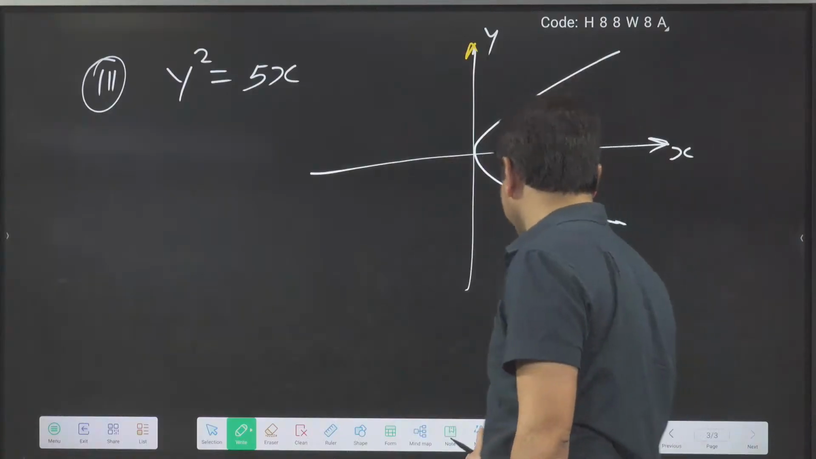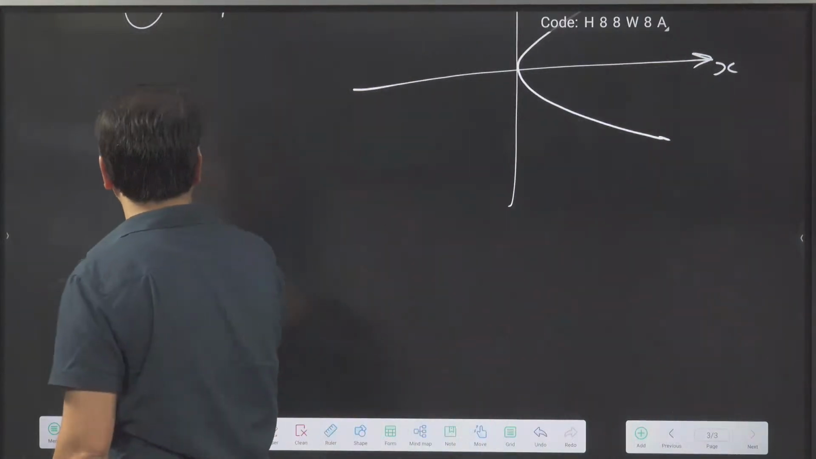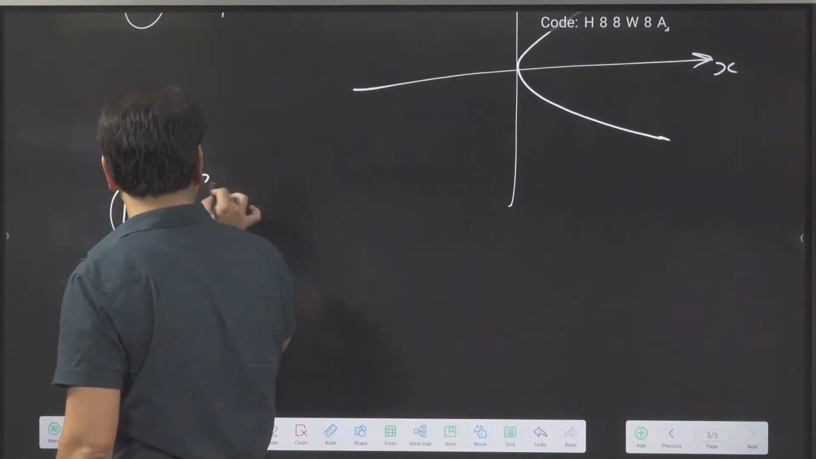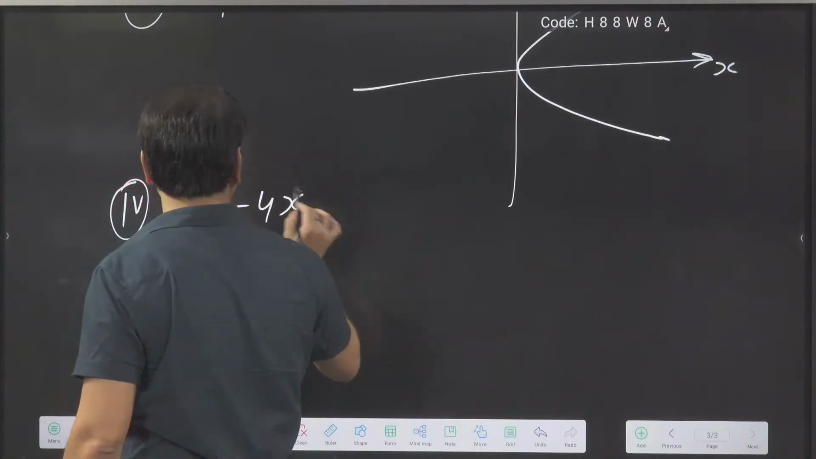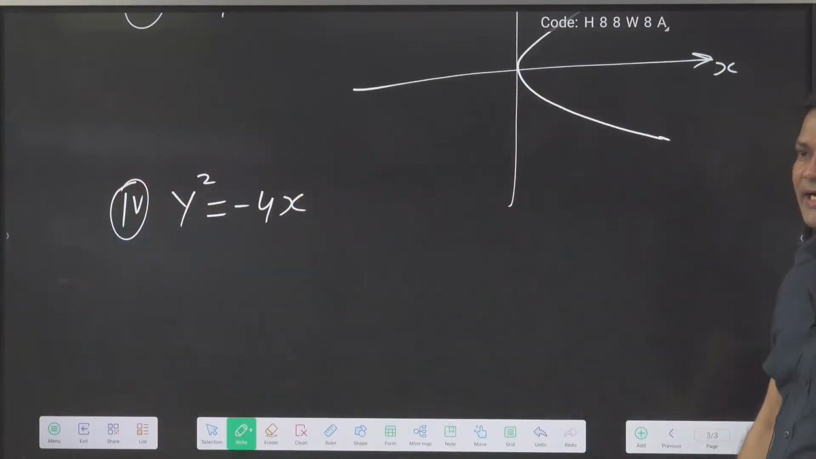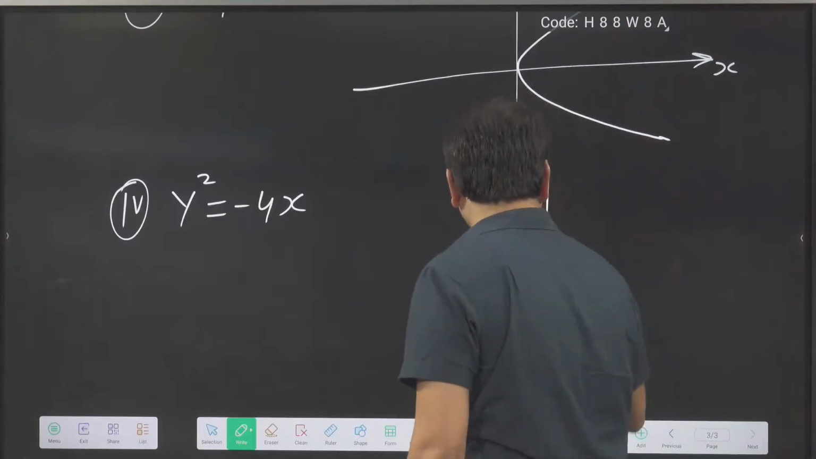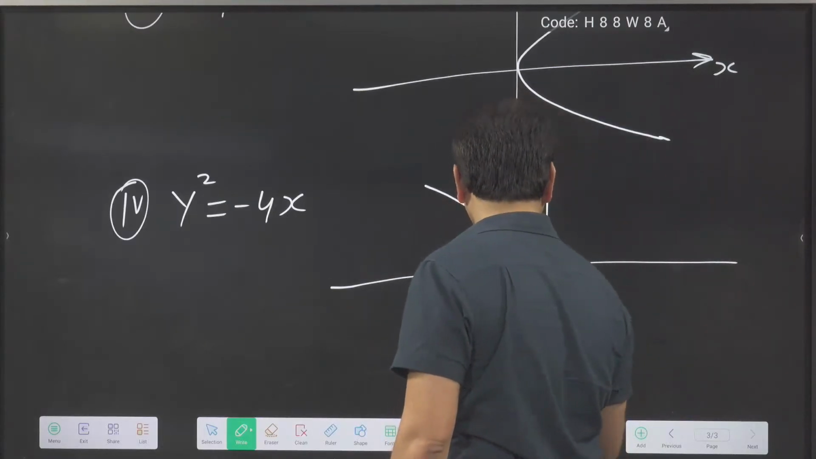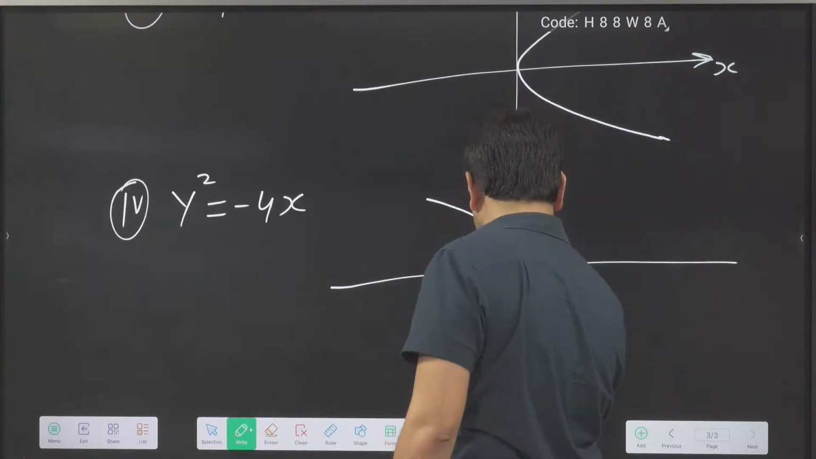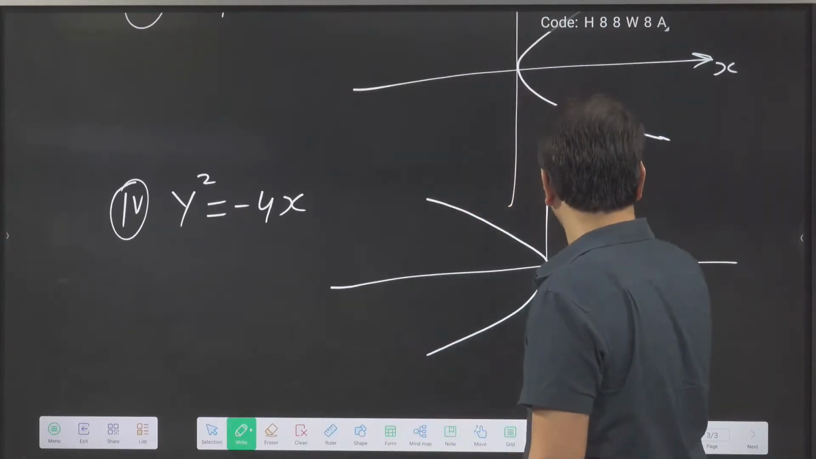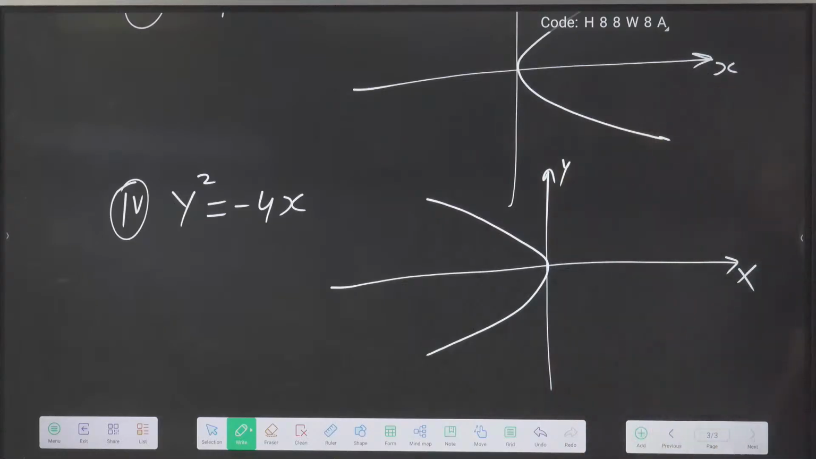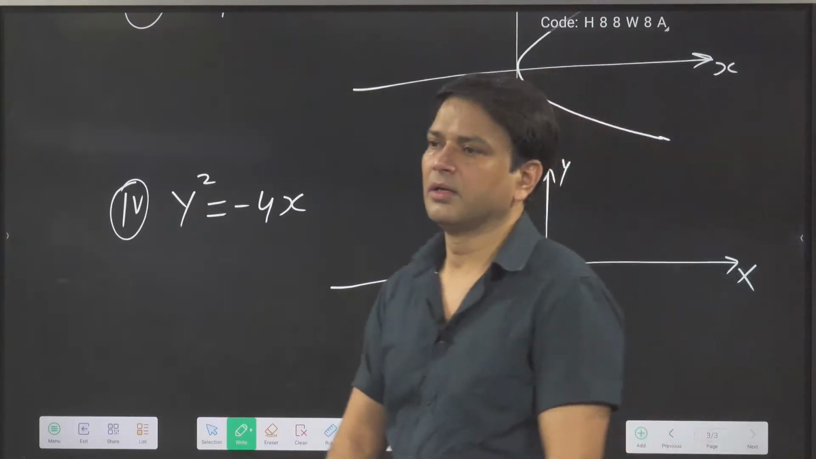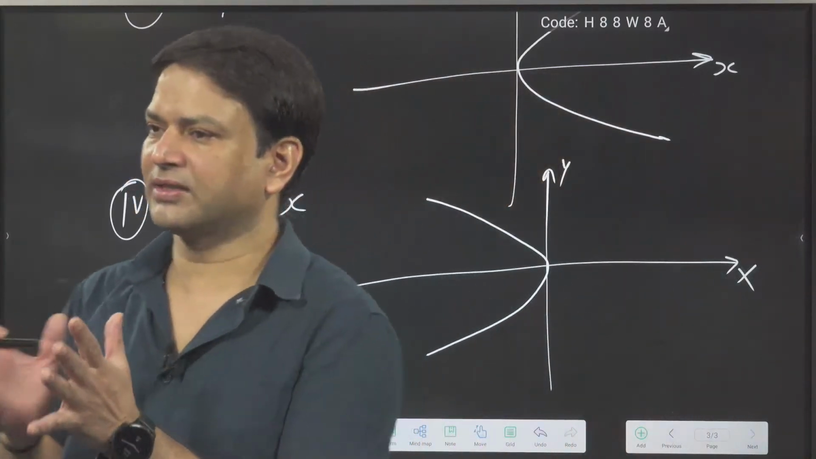Symmetric about the x-axis. Okay. If I have given the negative on one side, meaning y square is equal to minus 4x or 5x, whatever, so one side negative, then y square means symmetric about x, and as they have given negative, we will make it in this direction. Completed.